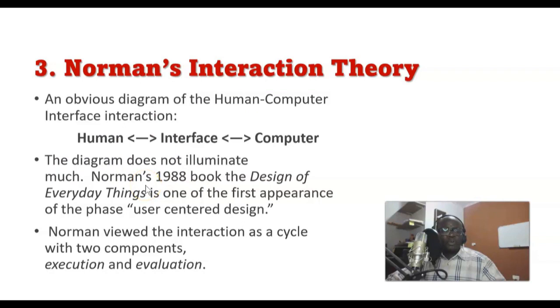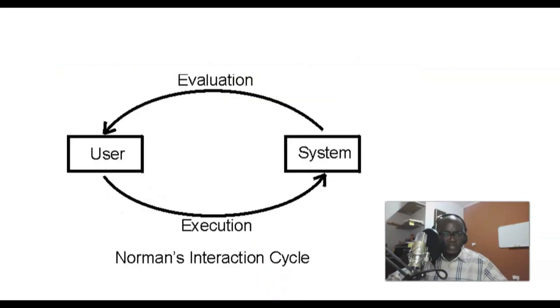Norman's 1988 book, The Design of Everyday Things, is one of the first appearances of the phrase user-centered design. And in this, Norman gives us a better illustration. Norman viewed the interaction as a cycle with two components, execution and evaluation. And this is how he illustrates it. There's a user here, then there's a system. There is an action of execution, and then the second phase, which he referred to as evaluation.